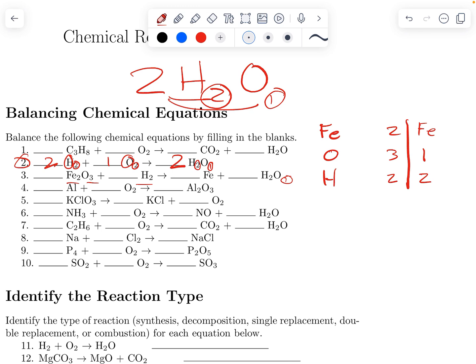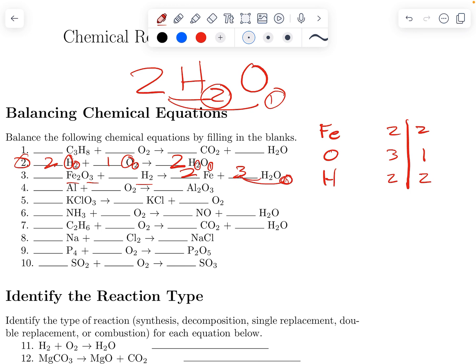The easiest, most obvious one is to fix this iron here. For iron, we could put a 2 here, and then we have 2. That's done. That's fixed. But we still got an oxygen problem. So let's multiply this by 3, because remember, this multiplies that, and it gives us 3.